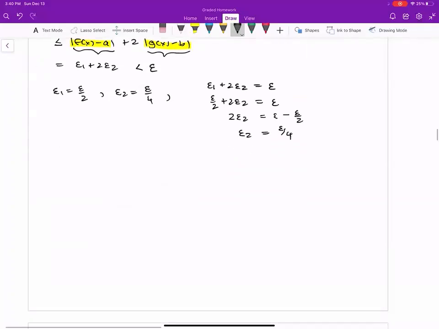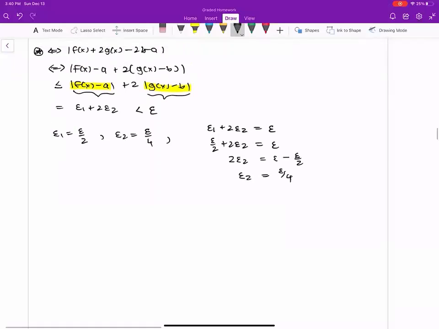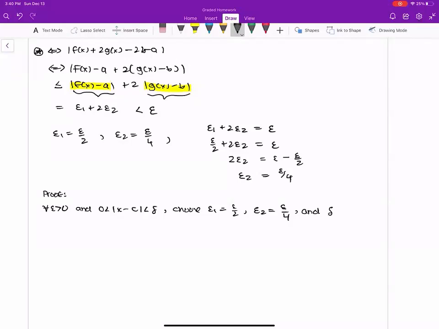Now, since we have the two values for epsilon 1 and epsilon 2, we can go ahead onto our proof. So proof: for all epsilon greater than 0, and for all x with 0 less than absolute value of x minus c less than delta, let us choose epsilon 1 to be epsilon over 2, epsilon 2 to be epsilon over 4, and let delta be the minimum of delta 1, delta 2.